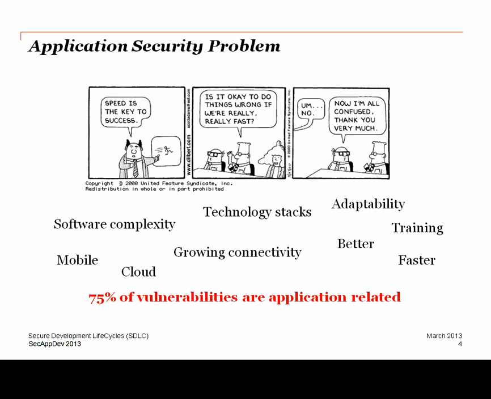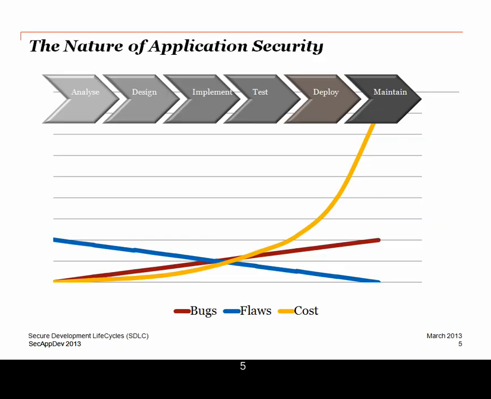You can read these reports; Verizon Business, for instance, has a yearly report on vulnerability statistics. WhiteHat Security has these reports. You should read them to figure out how important application security is. But you know that by now, otherwise you wouldn't be here. So it's an important problem, and it's not easy to solve. So what's the typical nature of application security as a problem?